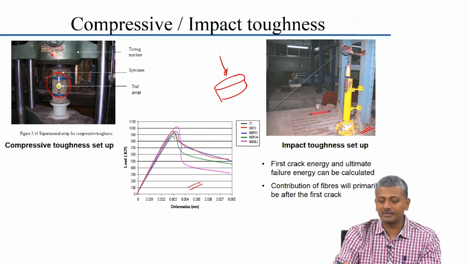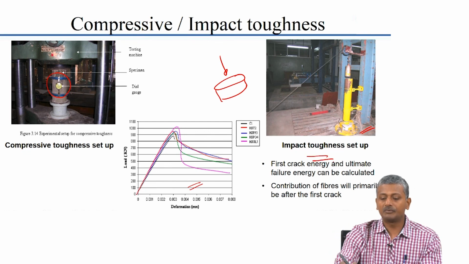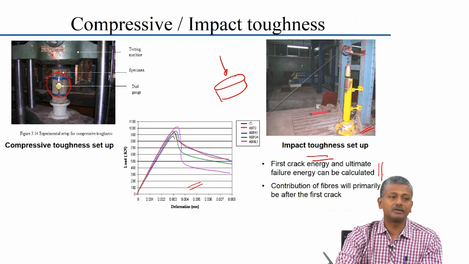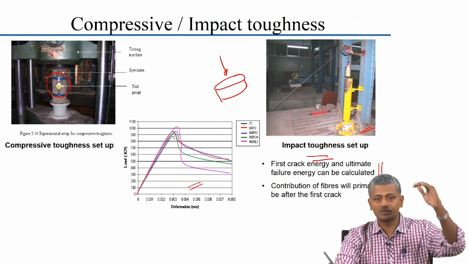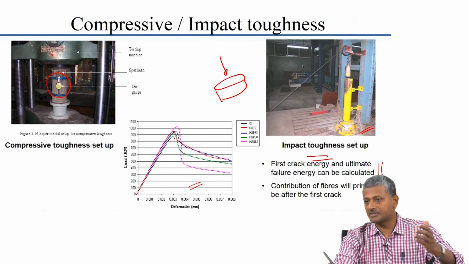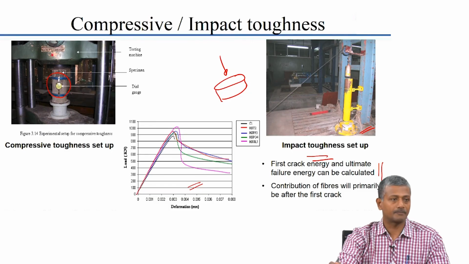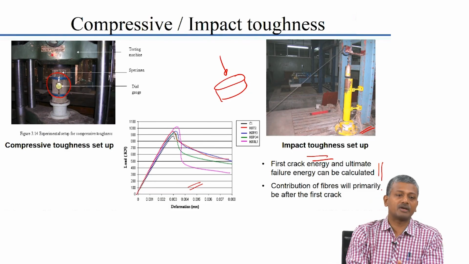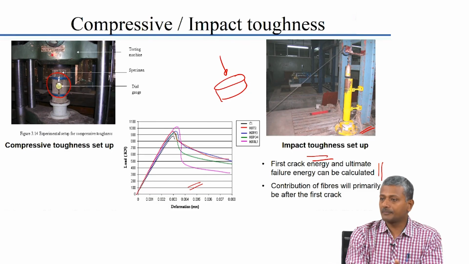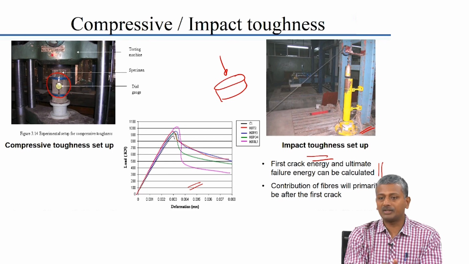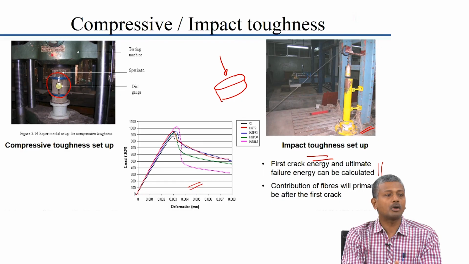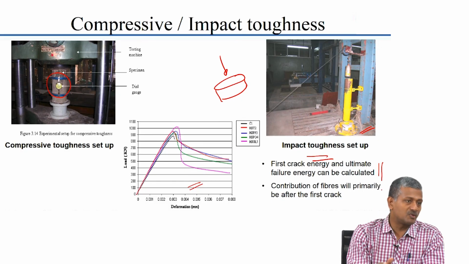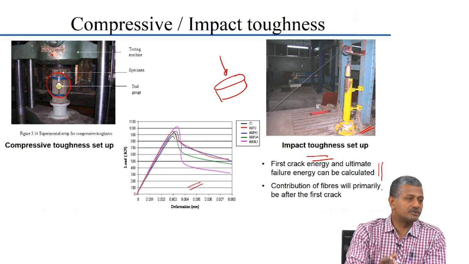Okay. So, that is basically the impact toughness setup, which can be used to determine the first crack energy and the ultimate failure energy of the system by multiplying the load by the distance over which it is dropping. That is basically the energy which is transferred to the concrete. Okay. So, as the dosage of fibers increases, obviously you have a greater amount of difference between the failure energy and the first crack energy. In a plain concrete system, there is almost no difference between the failure energy and the first crack energy.